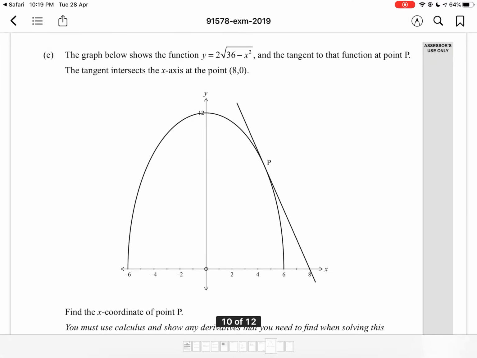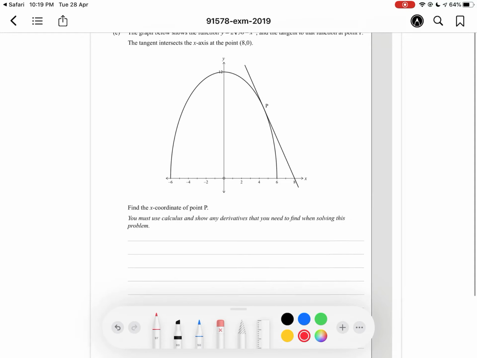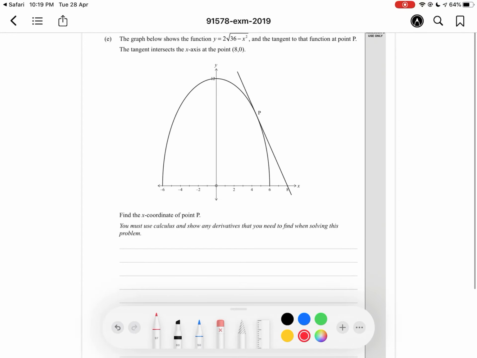Alright, so on the last question now. The graph below shows the function y equals 2 root 36 minus x squared, and the tangent to that function at point P. The tangent intersects the x-axis at point 8, 0. Find the x-coordinate of point P.